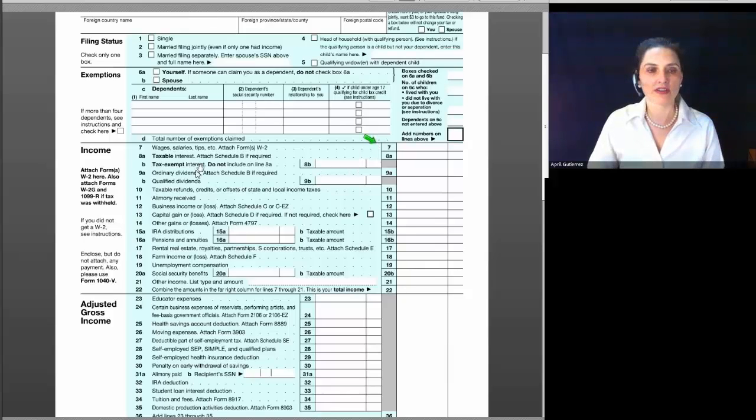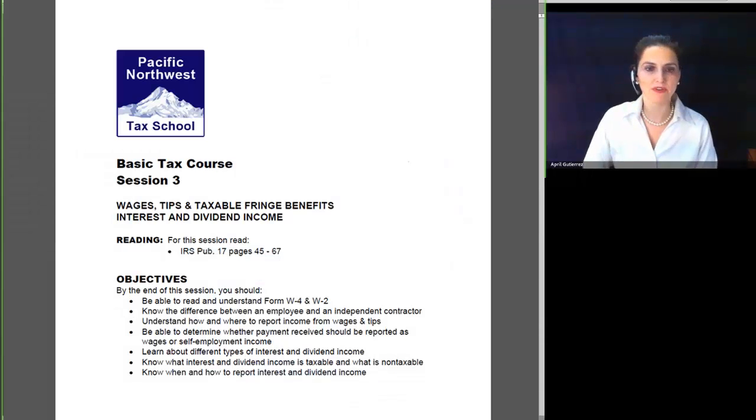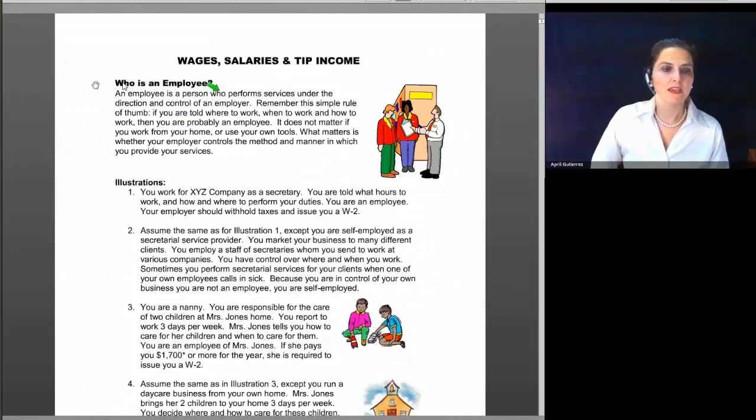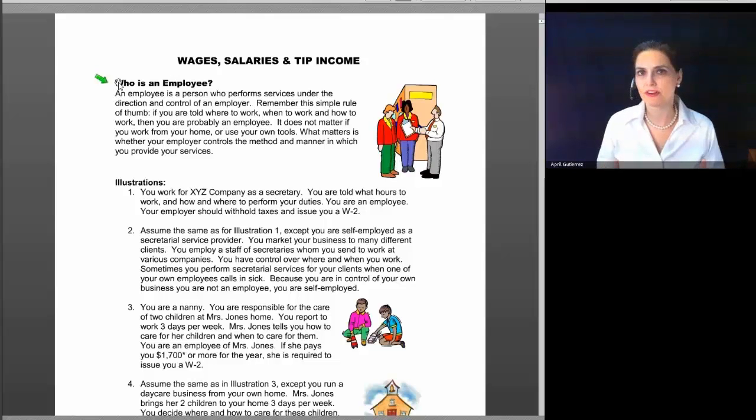But also today we're going to look at line 8 for taxable interest, line 9 for dividend income, and we're going to move on with the first topic of the day, which is wage income. Wage income should be the simplest of all of the different types of income to be reported on a return. But even the concept of wages in and of themselves can cause confusion. It can cause confusion for the tax preparer. It can cause confusion for the taxpayer. And it can cause confusion for people who are employers and have employees.